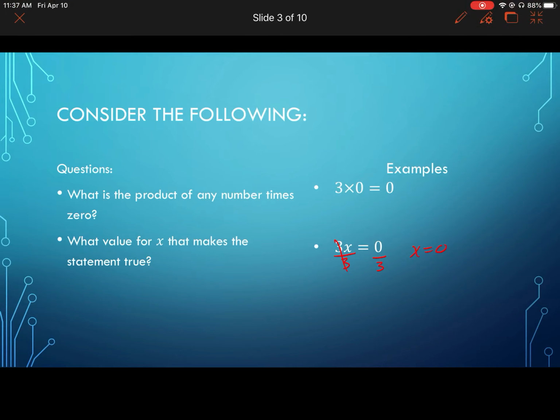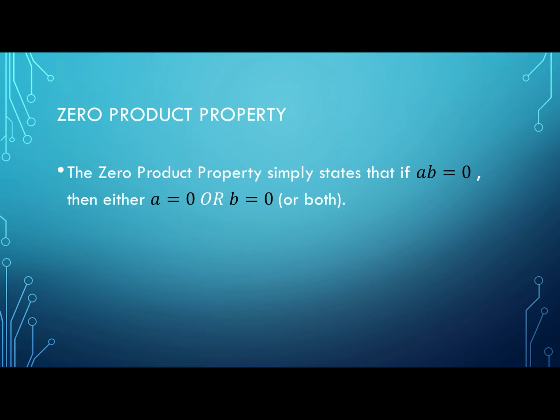So let's take it one step further. And what if both numbers were variables, like x times y? Well, if x times y equals 0, then we can say that either the x has to be 0 or the y has to be 0. But you could also say that either one or both could be 0, right? So that's kind of the whole foundation to the zero product property.